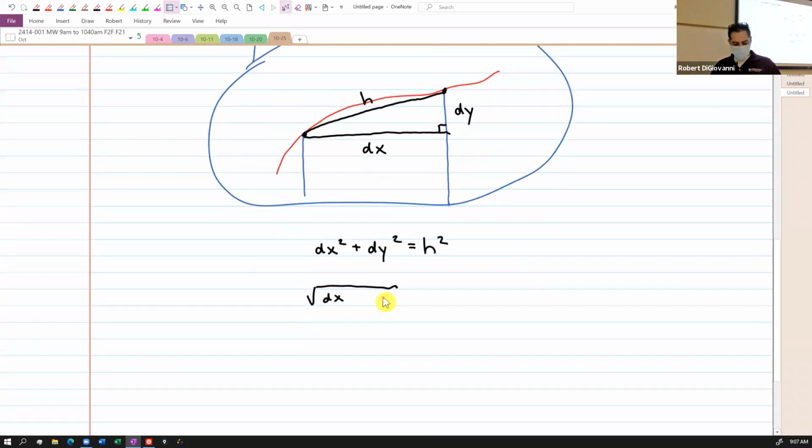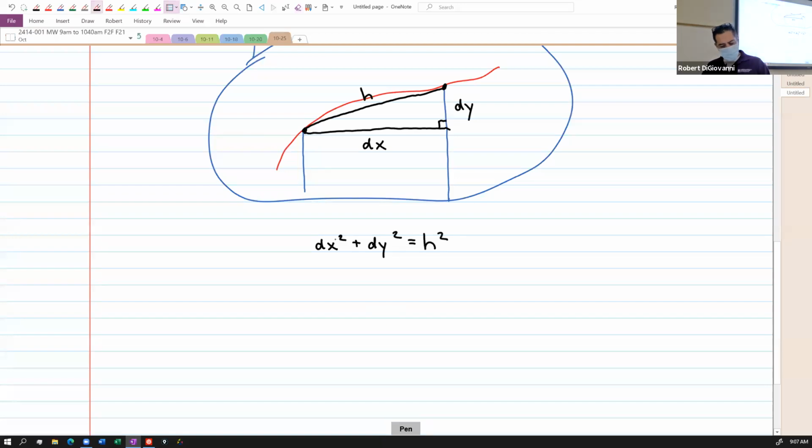I want to change my notation here a little bit. I'm going to put the dx and the dy in parentheses just to make sure you understand we're squaring that little dx and squaring the dy. I don't want you to think it's like a second derivative or something like that. So now I take the square root of (dx) squared plus (dy) squared equals h, right? So that is the length of one of those little infinitesimal pieces that would approximate the red curve.